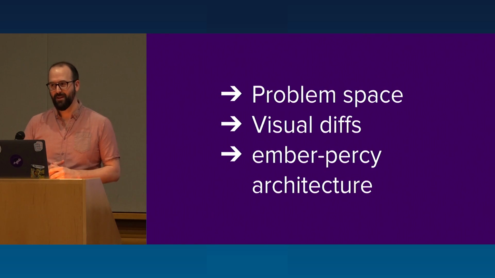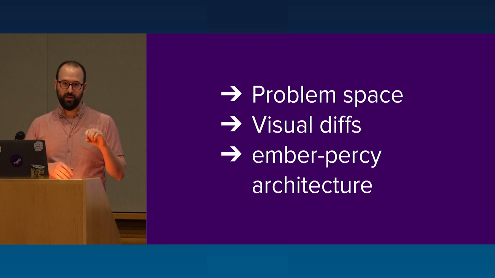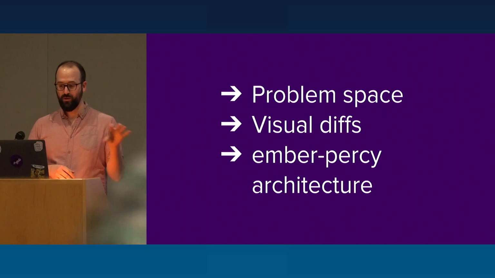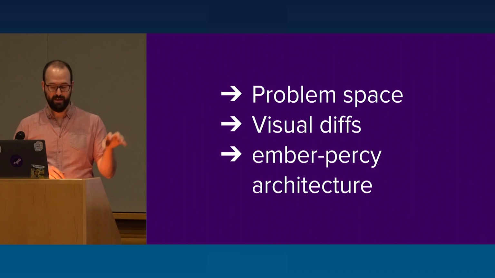This talk comes in 3 different sections. We're going to explore the problem space of visual testing in general. We're going to talk about visual diffs as a solution to that problem. And then we're going to talk about how we architected Ember Percy to attack this problem as well.